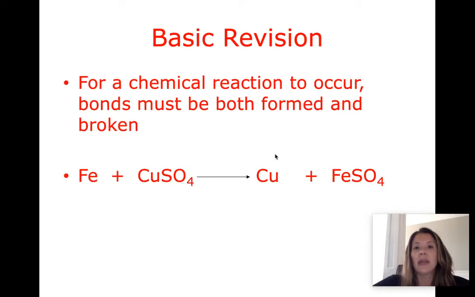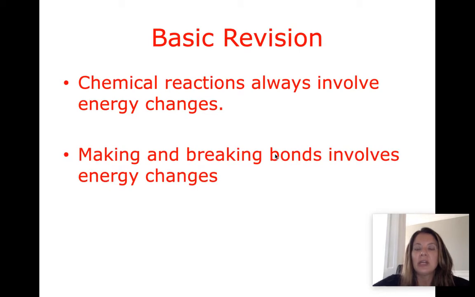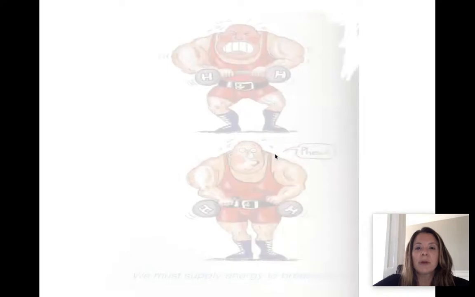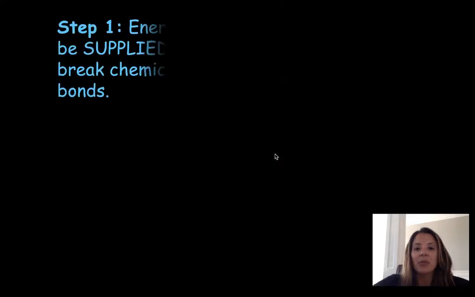Remember that with a reaction, we always have reactants on the left and products on the right. And in order for a reaction to occur, we must break the reactant bonds so that the atoms can rearrange to form product bonds. In order for reactant bonds to be broken, there has to be an input of energy. So in order to break reactant bonds, we must input a certain amount of energy, like we see in this little graphic here. And when product bonds are formed, there is an output of energy.